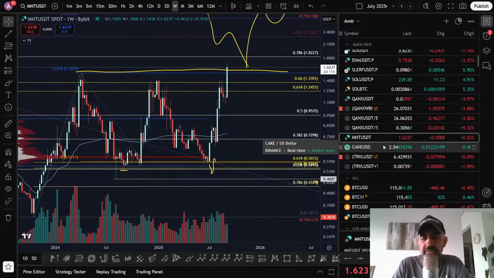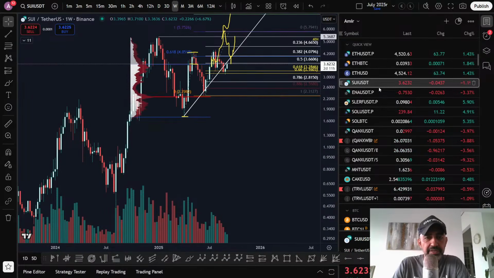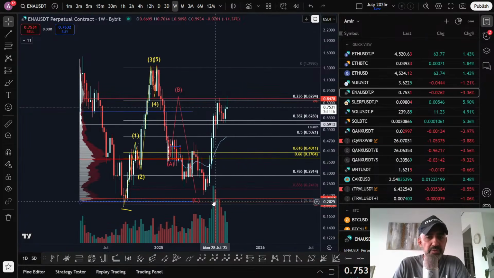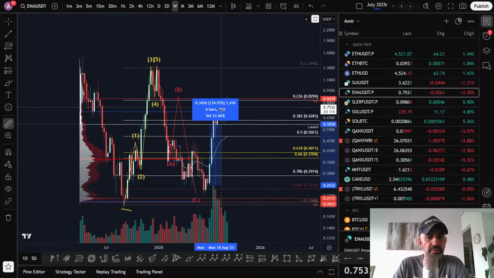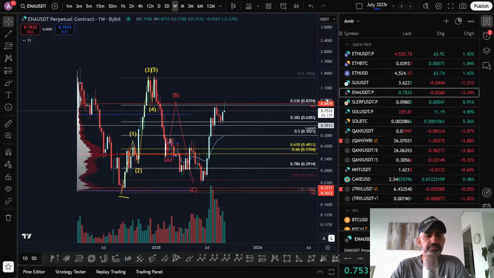And what else is there here that I can look at? Sui is still kind of trying to figure out what it wants to do, but it'll probably move eventually. ENA obviously pumped as well from the July lows, like 200%. So we're getting some really nice moves.